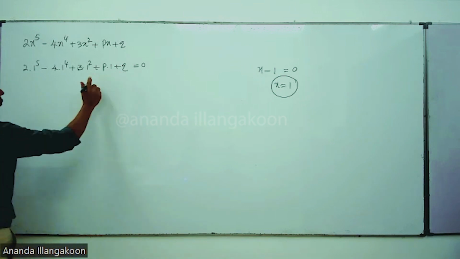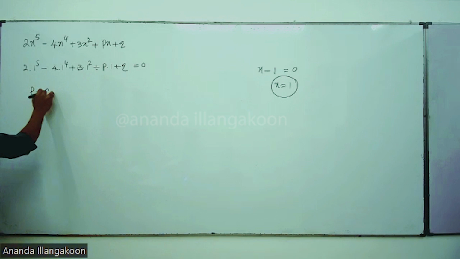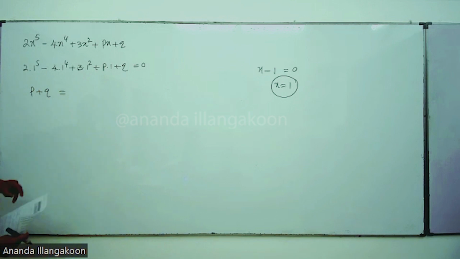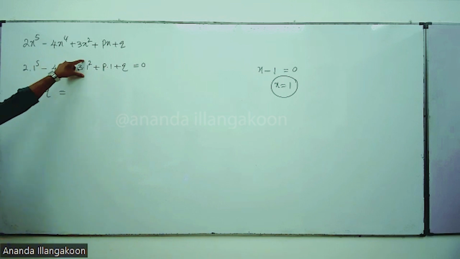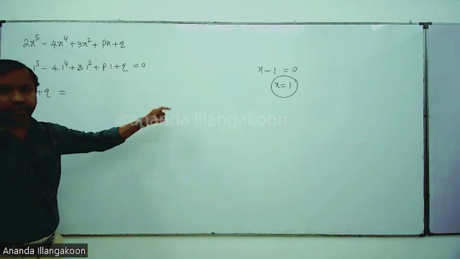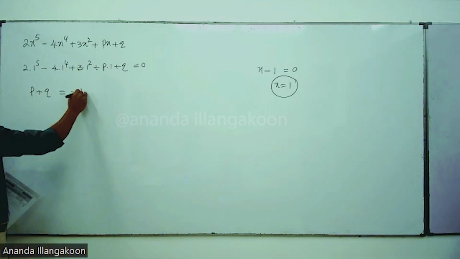Then here p plus q we get is equal to, here 2, here 3, 5. 5 minus 4 is 1. Take 1 to the right hand side, minus 1. Equation number 1.